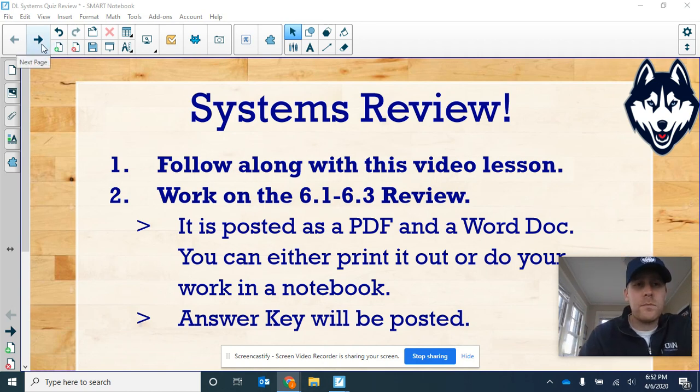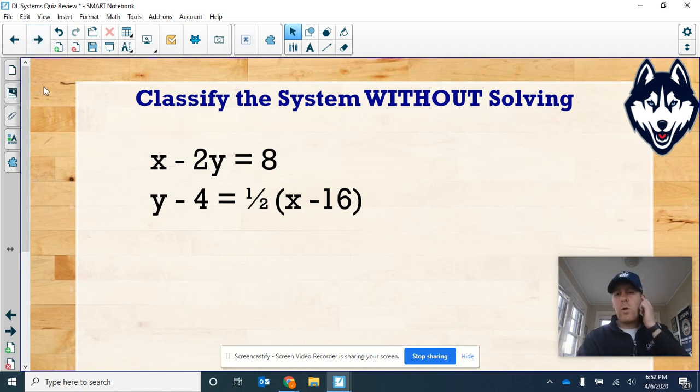For today, we're going to go through just one question from each type that we've been talking about. So we're going to do one classify, solve one by substitution, solve one by elimination, and one where you can try the method on your own. Okay, what's classifying?